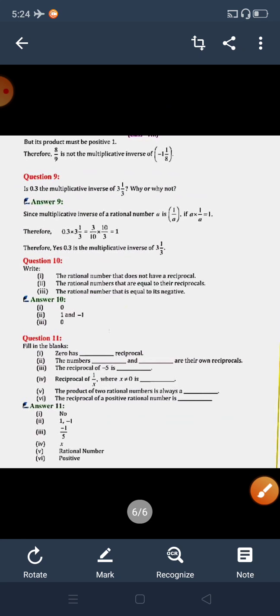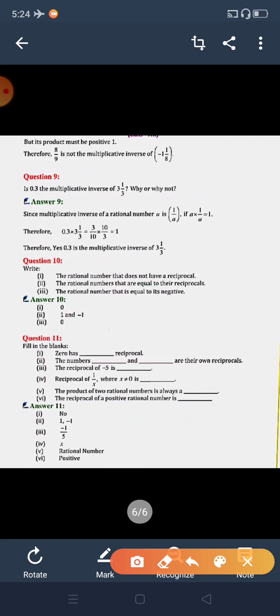Now the next question. Is 0.3 the multiplicative inverse of 3 and 1 by 3? Why or why not? If you are being asked about the multiplicative inverse, whatever numbers you are given, simply multiply them. If the answer is 1, that means they are multiplicative inverses. If the answer is not 1, they are not multiplicative inverses.